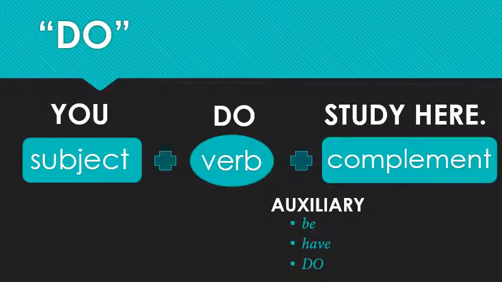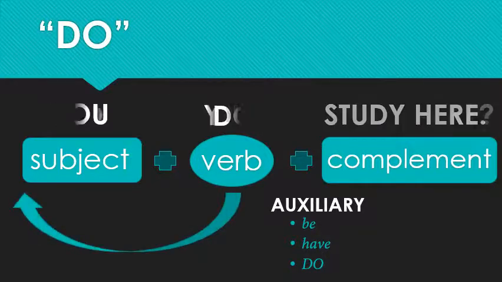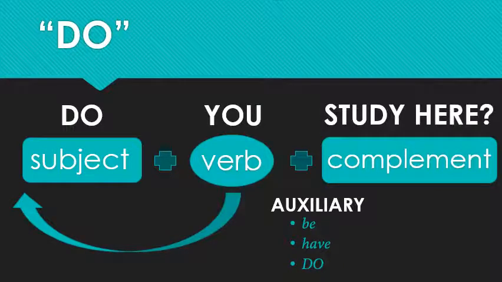Well, what do we do with do? What do we do with auxiliaries? We invert them. And so this is where we switch do and you to form the question. Okay, "Do you study here?" So we're not putting study in front because study is the infinitive. It's a noun. It just stays in the complement space. It doesn't move around. But do and you are the ones that flip spaces.